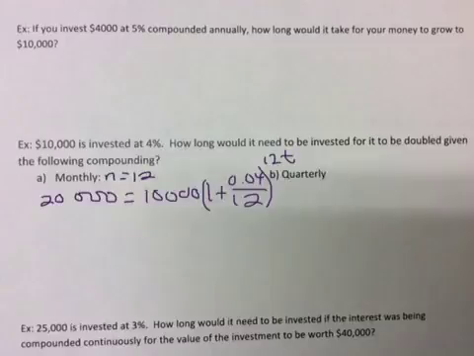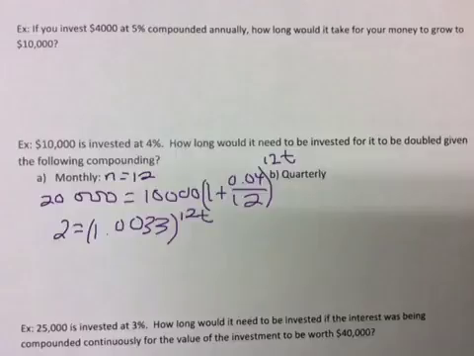Now, when I divide both sides by 10,000, I'm going to get 2. And 1 plus 0.04 divided by 12. Ugh, not a nice number. So I'm going to have to round that. 1.00. I'm going to try to give you nice numbers usually.